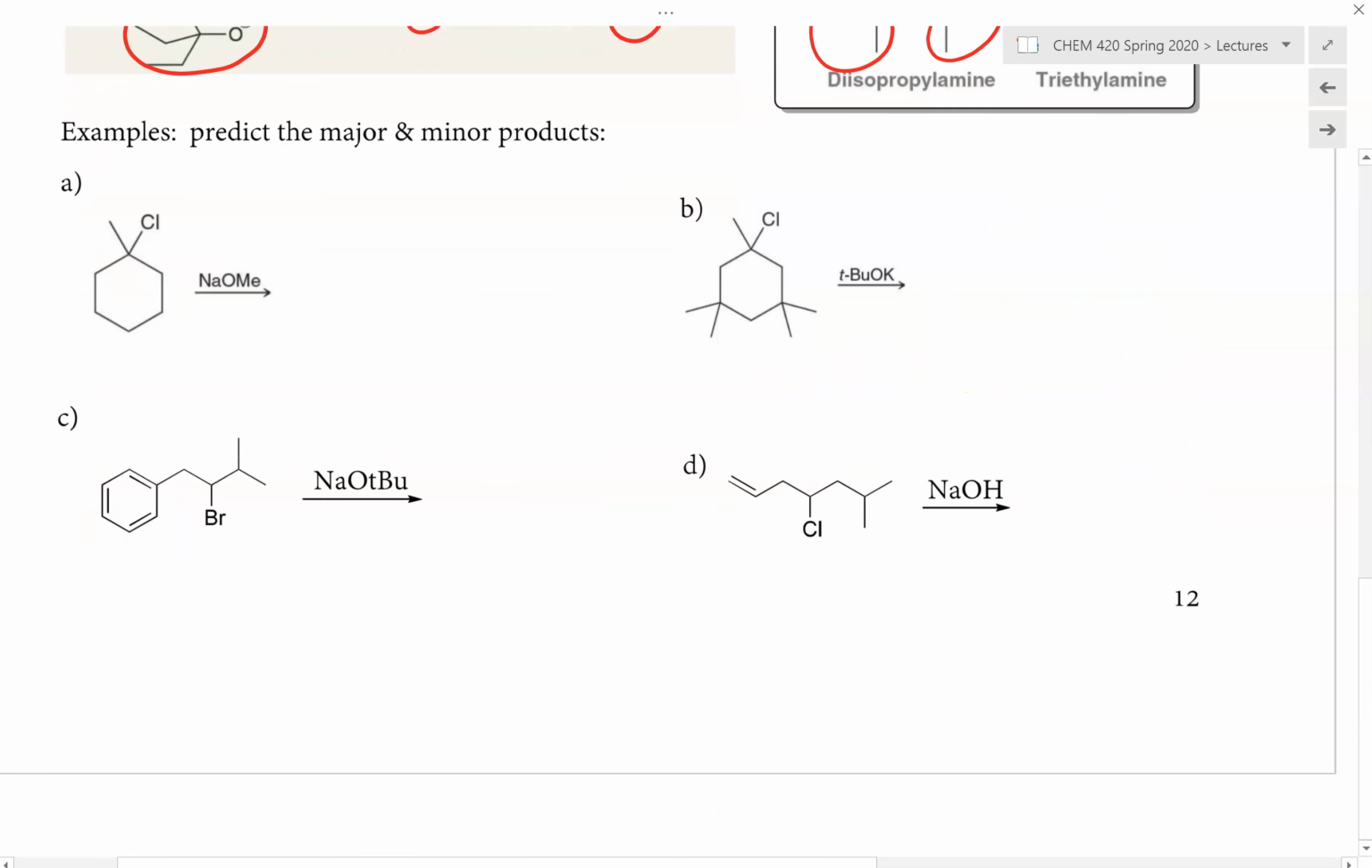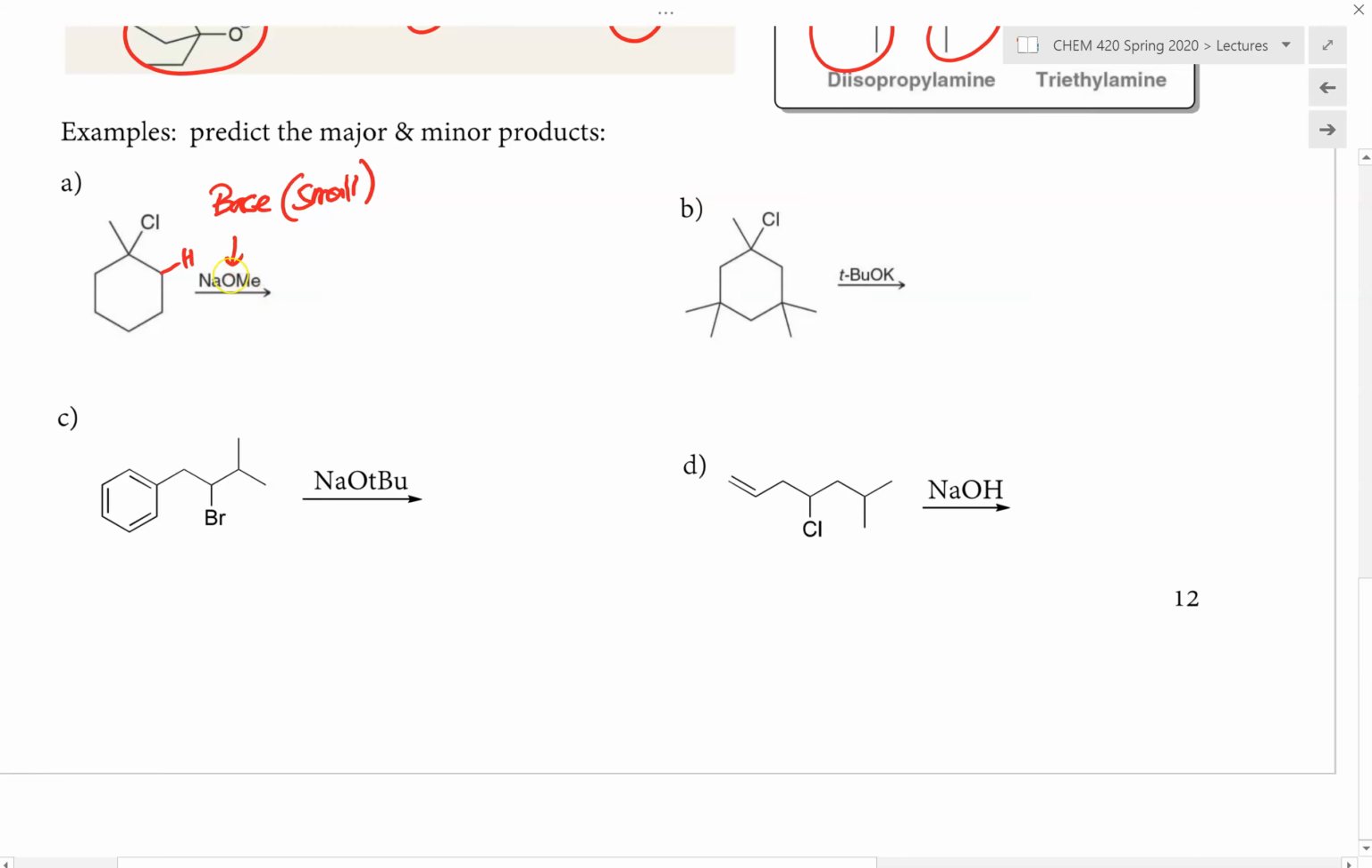And now let's try some practice problems. Predict the major and the minor product of the following elimination reaction. So in this case, in A, we have this substrate reacting with sodium methoxide. Now sodium methoxide is a base, and it is small, not bulky. It is a strong base, and it's not bulky. So in this case, the major product will be the Saytzeff product, where it will pick up this hydrogen here to produce the more substituted alkene.